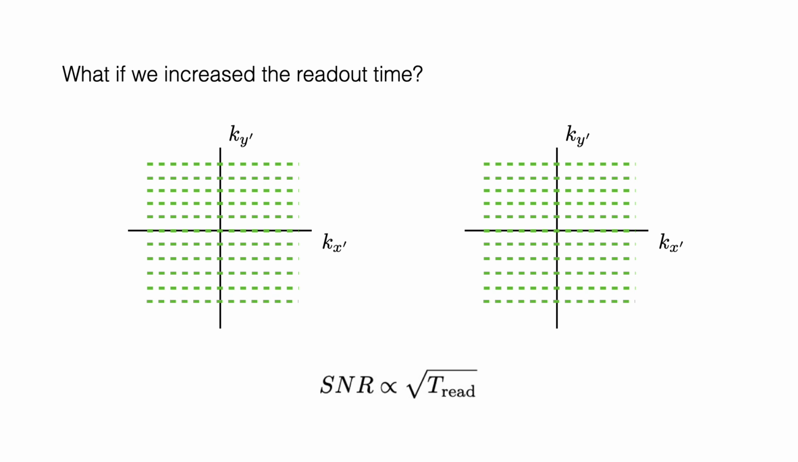The signal-to-noise ratio is equal to the square root of the readout time. One way to understand this is in terms of the anti-aliasing filter. Because we're collecting data slower, the bandwidth of the anti-aliasing filter with respect to time can be reduced, and thus there's less of a contribution from noise.